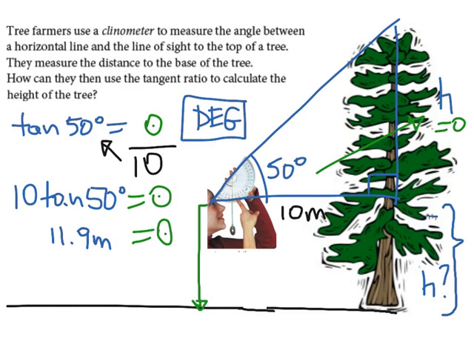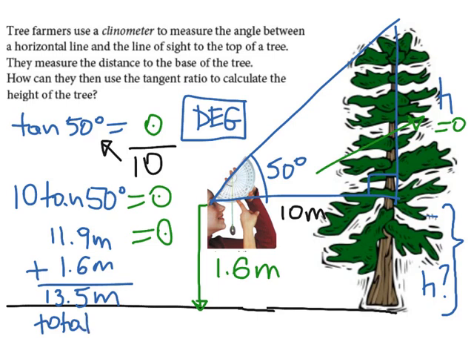So suppose this girl's height from the eyes to the ground is approximately 1.6 meters. You would take that value and add it to 11.9 to find the total height of the tree. And we would get 13.5 meters is the total height of the tree.